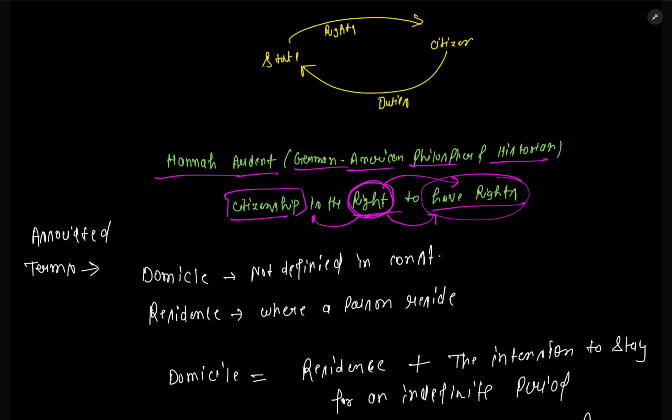For example, if there's a person A, clear, and let's say this person A is an Indian citizen.